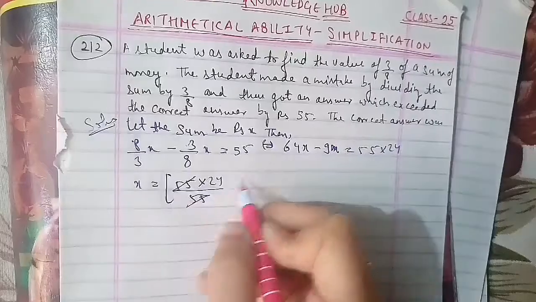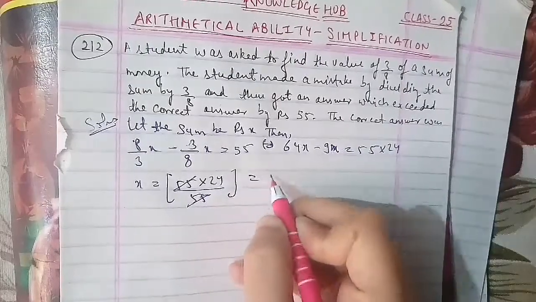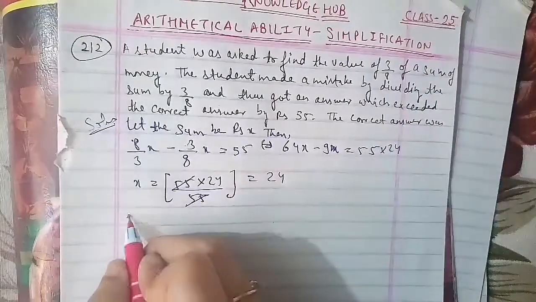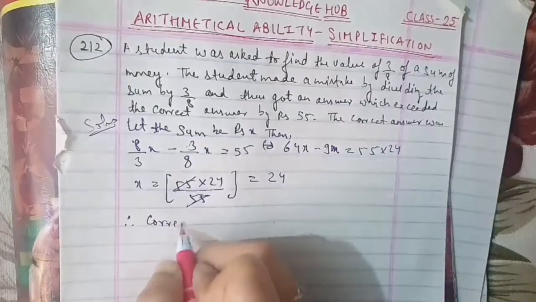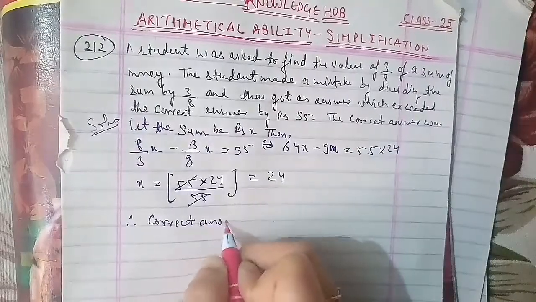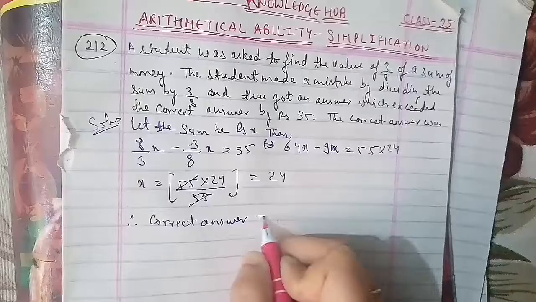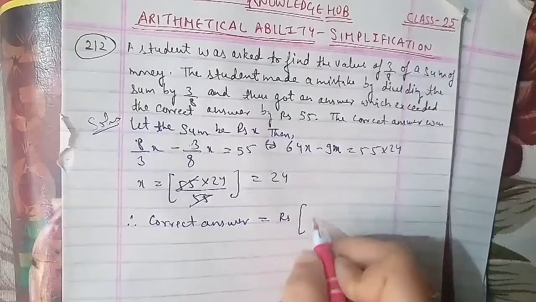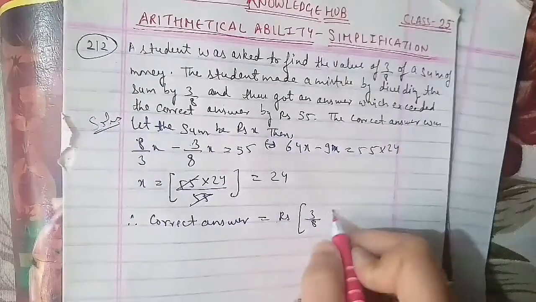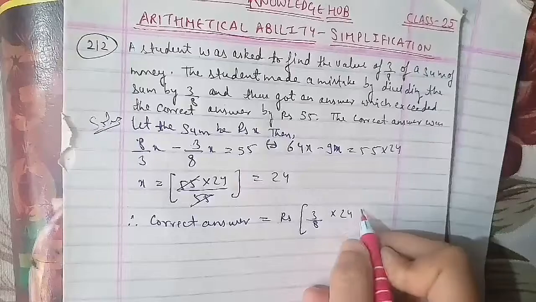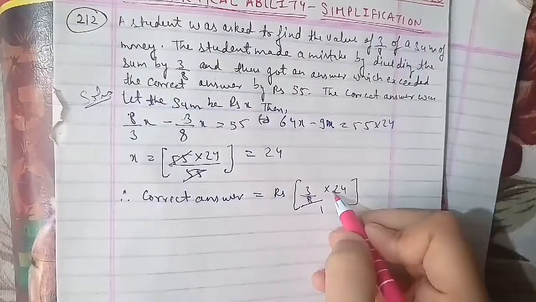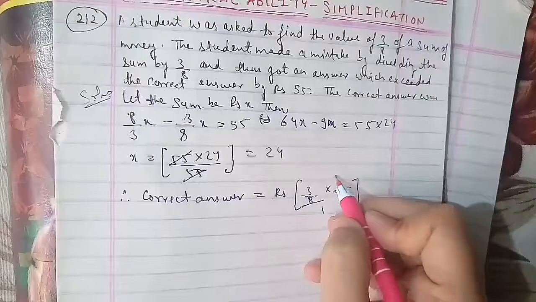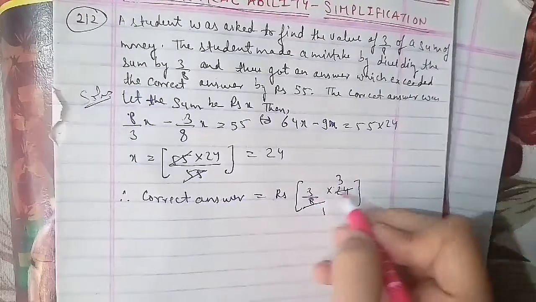So the correct answer equals 3 by 8 into x, and x we have as 24. Here 8 ones are 8 and 8 threes are 24, 3 threes are 9. So rupees 9 will be the correct answer for this question.